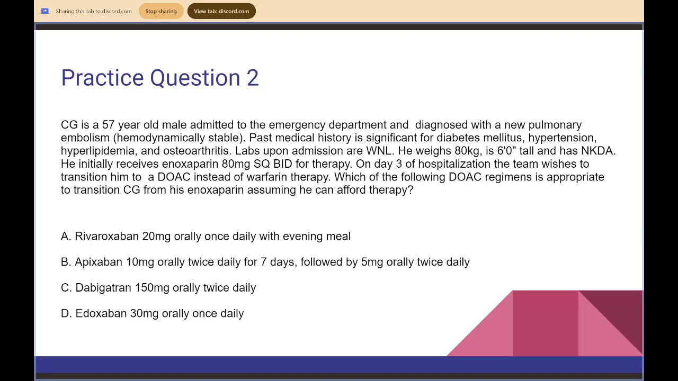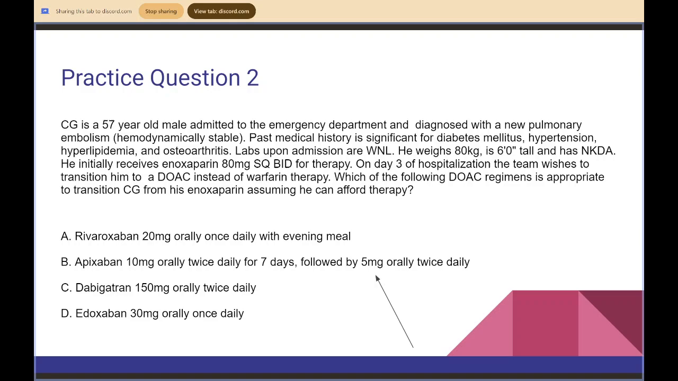Apixaban, Eliquis, is given at 10 mg BID for 7 days, followed by 5 mg BID in patients with venous thromboembolism. So yes, B is the correct answer choice. Now C is the correct dosage.